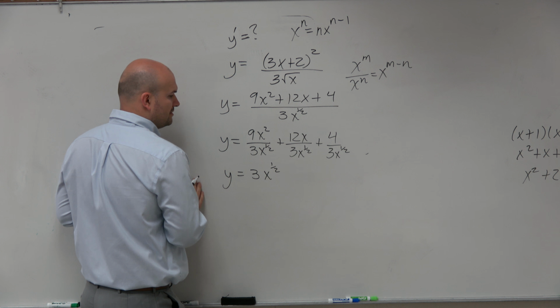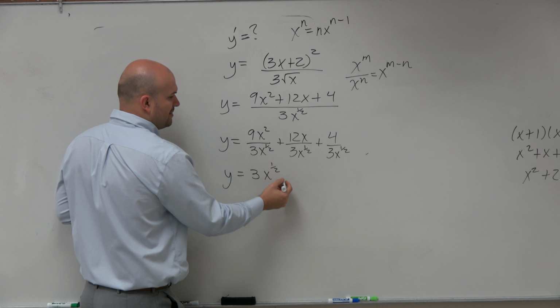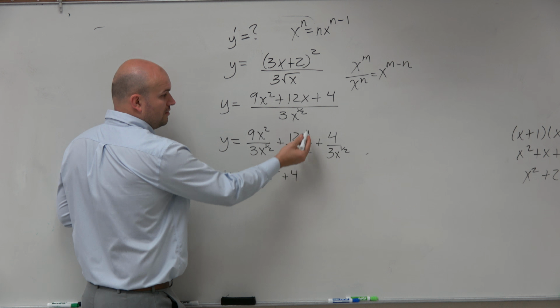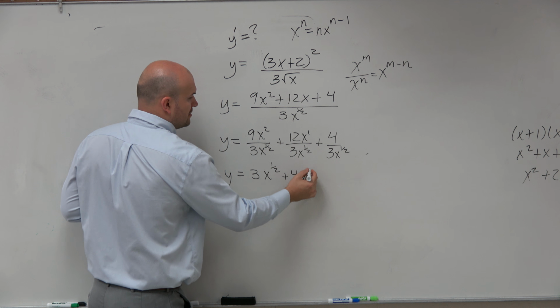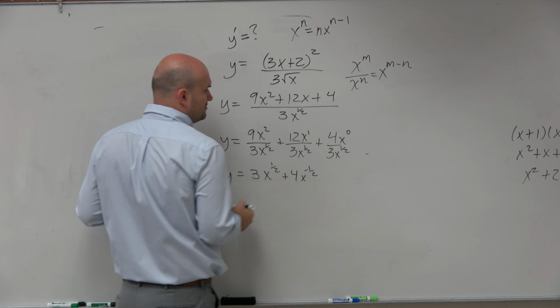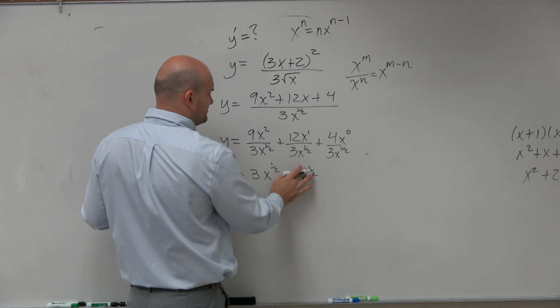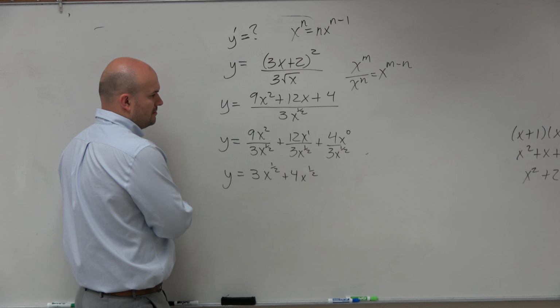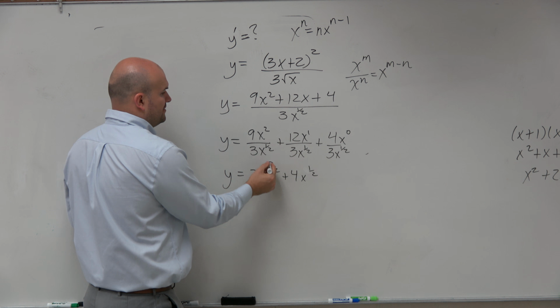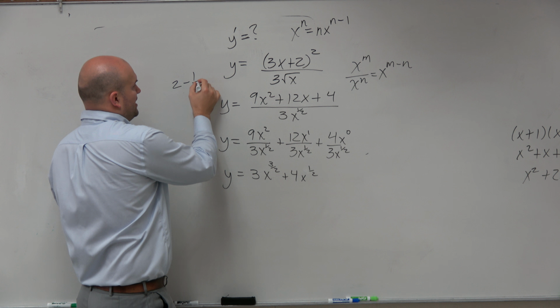X to the 3/2 power. Over here, 12 divided by 3 is going to be 4. Remember, there's a 1 there if it's not there. 1 minus 1/2 is 1/2. Remember here, this is x to the 0. Wait a minute, that's positive 1/2, isn't it? Sorry. Yeah, it is 1/2, so it'd be 3/2, right? Thank you. 2 minus 1/2.